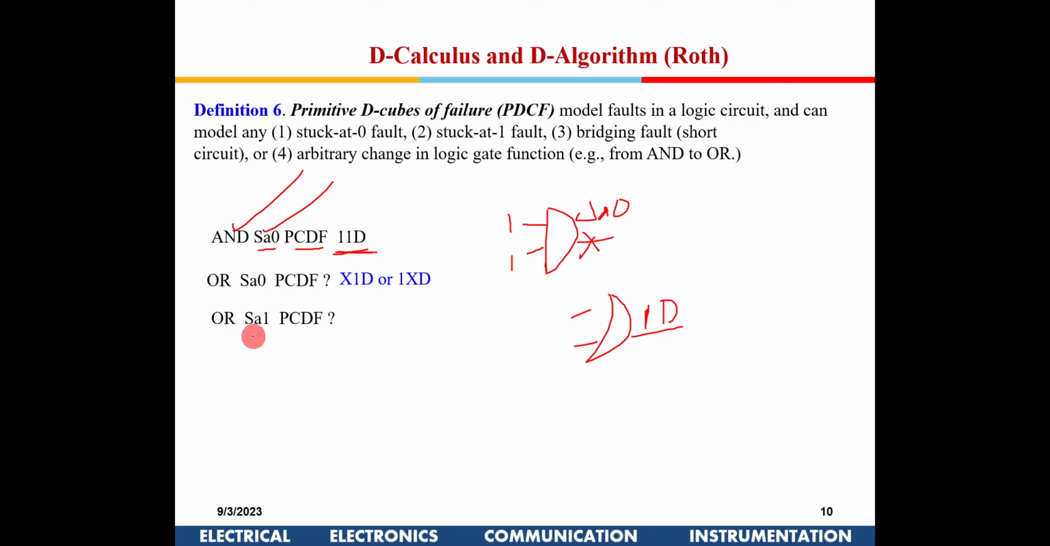Right? Okay. Similarly, for a stuck-at-1 at the PDCF, I have to put in 0s at the outputs, so there is no option. So it would be 0 0 D bar. Why is it D bar? Because if there is no fault, it is 0, and if there is a fault, it is 1. So this becomes D bar out here.